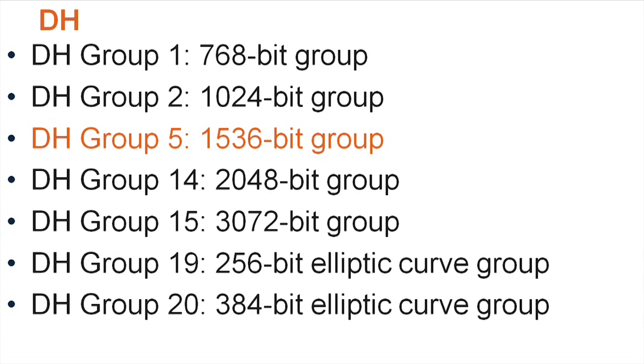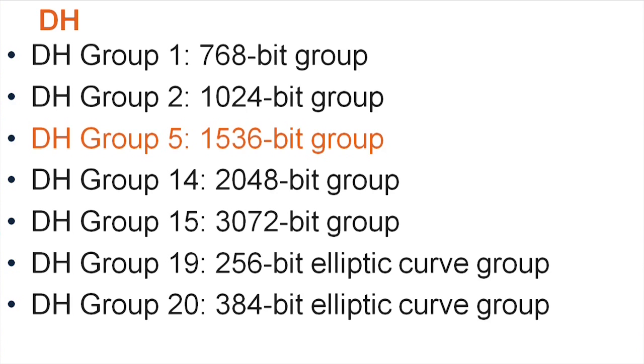So Diffie-Hellman, some of the ways you can use this with the bytes and things. There's this one question that comes up often. Diffie-Hellman group 5 uses how many bits of encryption? 1536. I've also seen it as 1536-bit group encryption. Which group does it belong to? Group 5. So you need to know this.